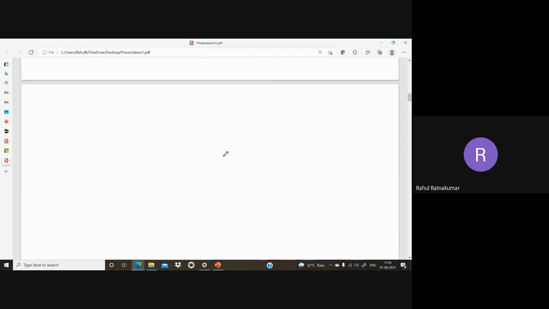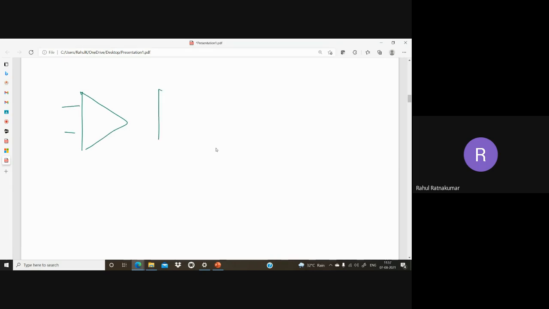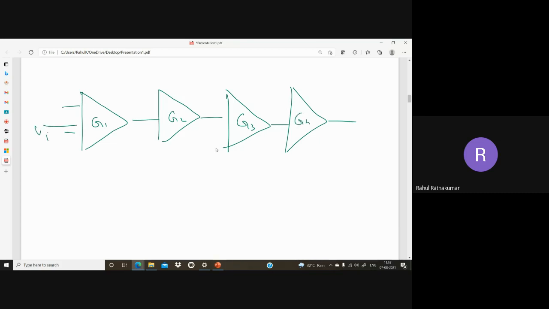Fine. So before going to the op-amp, I want to discuss one more thing with you. So we have a lot of amplifiers connected back to back. This is one amplifier, this is another amplifier, and so forth. A lot of amplifiers connected. Say this amplifier has a gain, for example G1. This has a gain G2, gain G3, G4. So I have an input here, V in, and I have an output here.